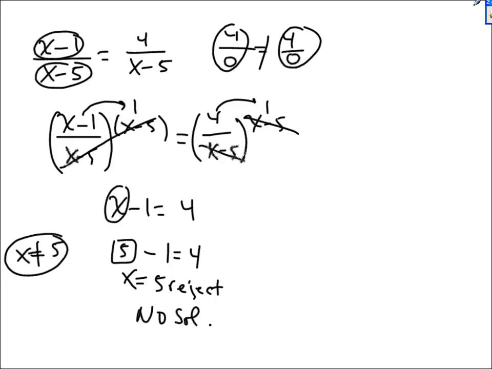No, you can't divide by 0. Even though you're getting 4 over 0 equals 4 over 0, it doesn't work. There's no solution. 4 over 0 does not equal 4 over 0. What does 4 over 0 equal? It's indeterminate. There's a case where there is no solution.